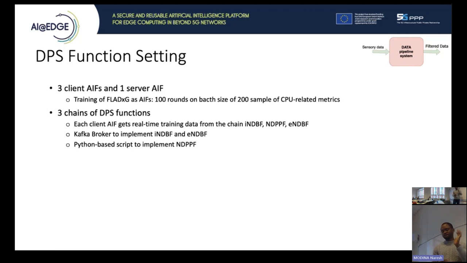Then for each IEF in general, we consider a chain of the data pipeline system functions, where each client IEF gets real-time training data from the chain of the ingress network data broker function, the network data preprocessing function, and the egress network data broker function. We use a Kafka broker to implement both the ingress and egress network data broker functions, and we use Python-based scripts to implement the network data preprocessing function.